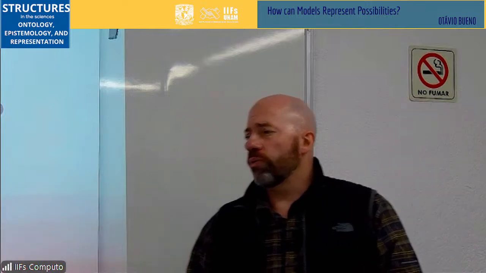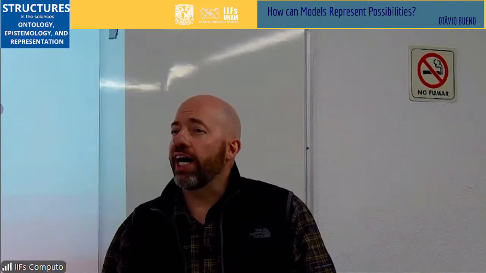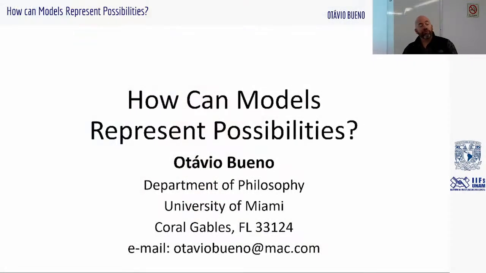So today I'll try to answer the question in the title: how can models represent possibilities? It's part of a larger research project, articulating a form of empiricism in philosophy that is not afraid of modality, that actually embraces modality. And that also shows the role that models, as particular structures, play in scientific representation.